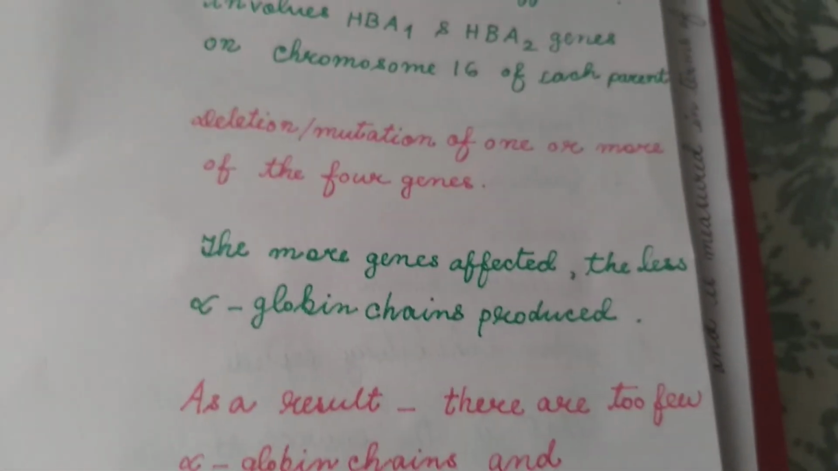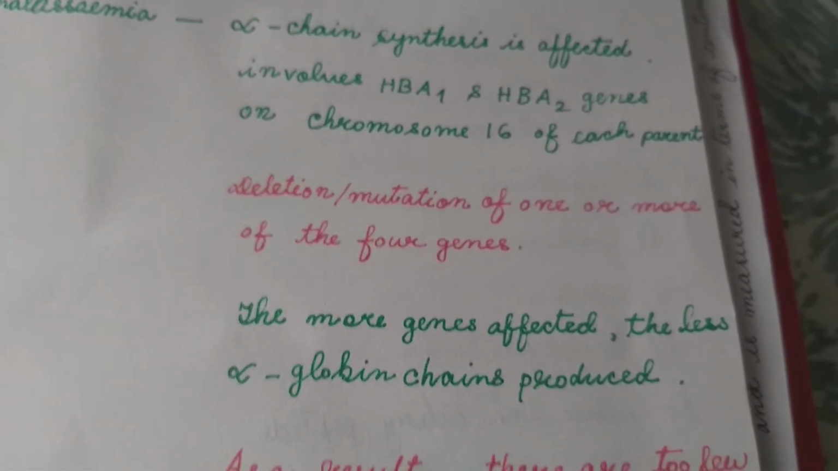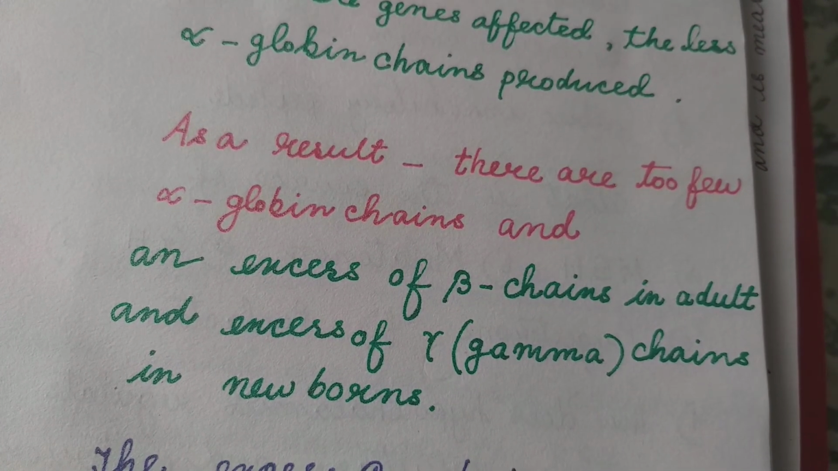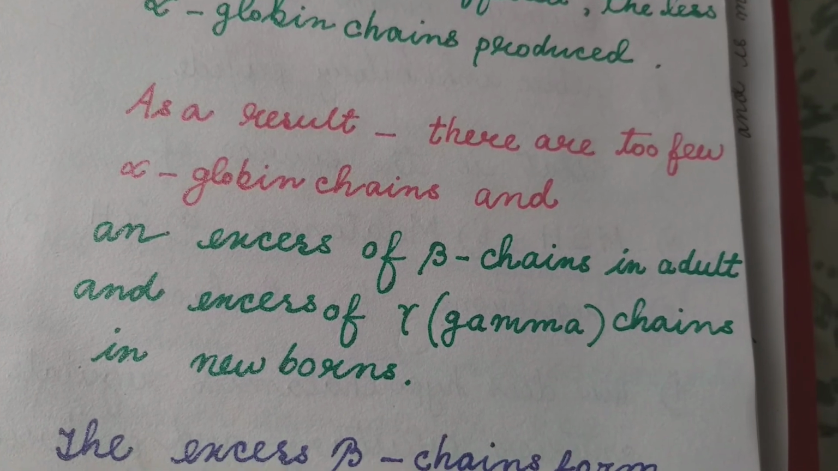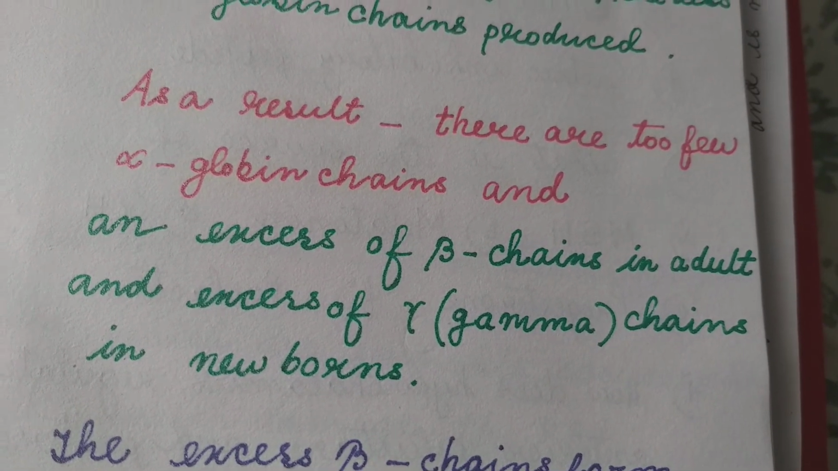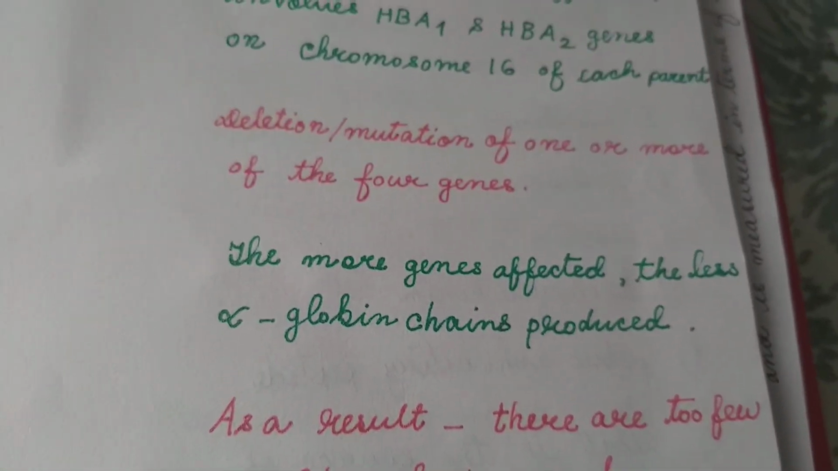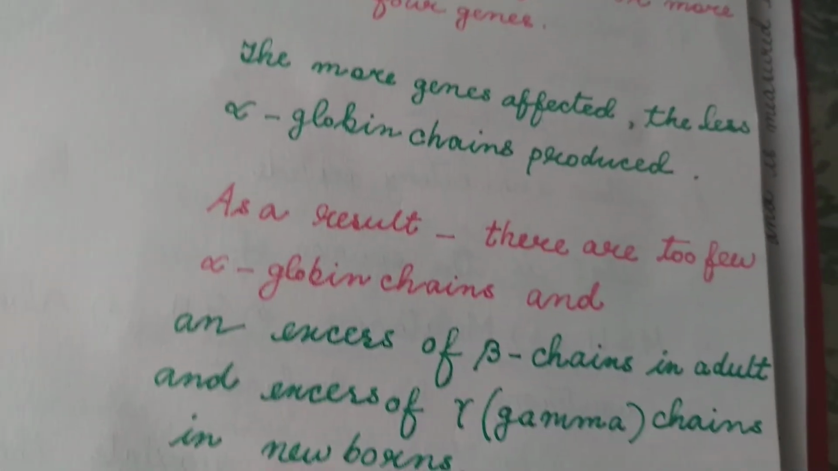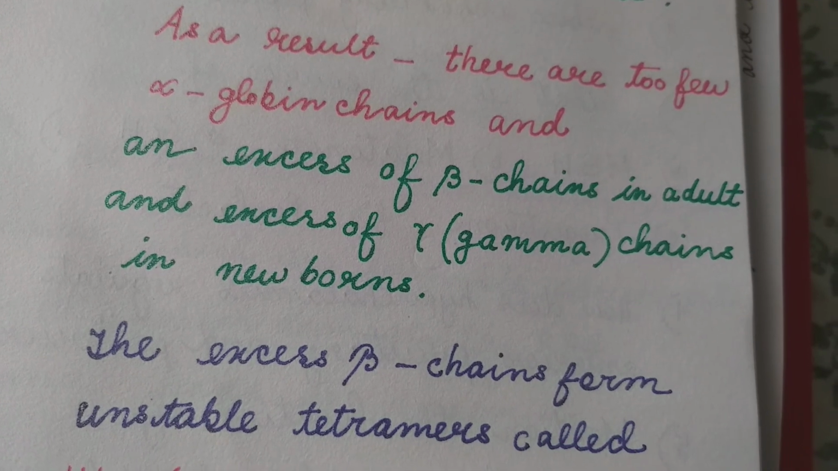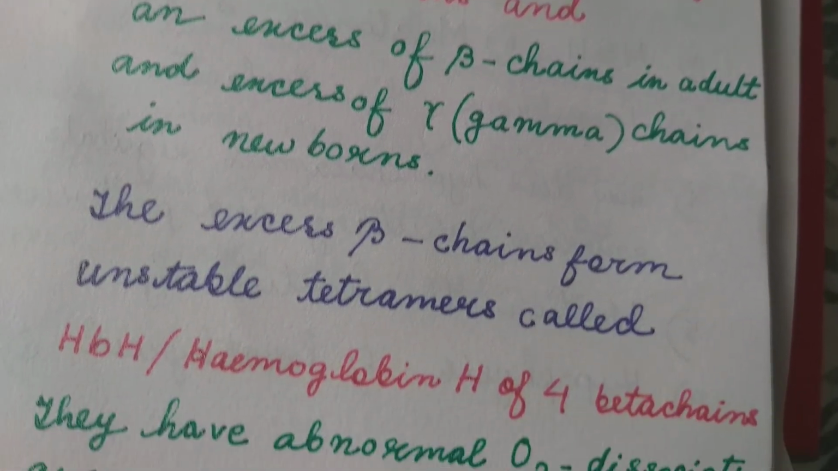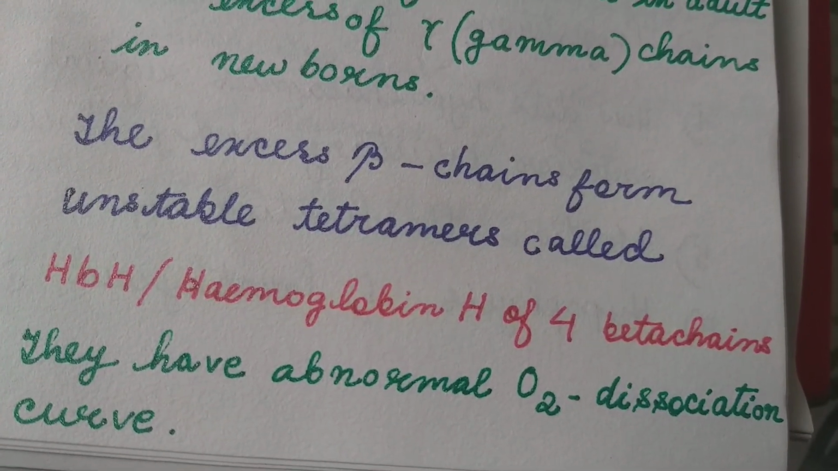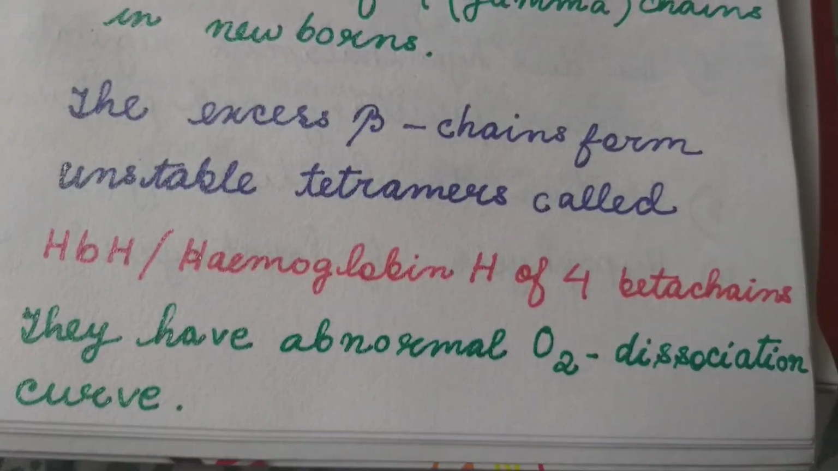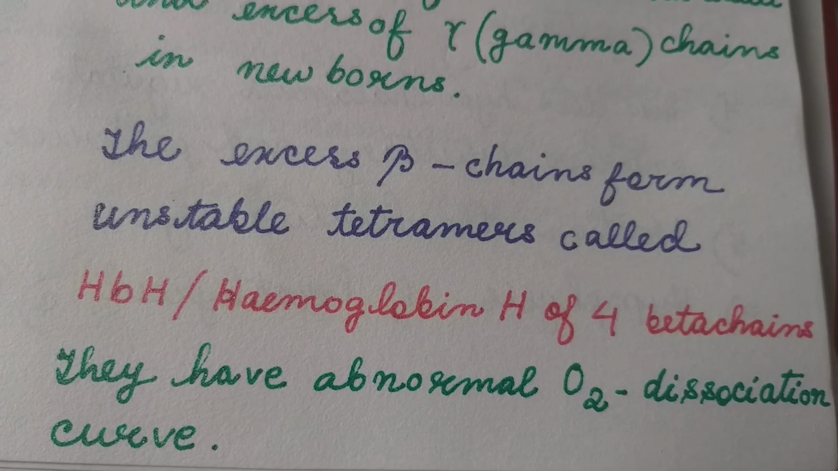So this is about alpha thalassemia. Alpha thalassemia means there are too few alpha chains due to mutation or deletion of one or more of the four genes. On the other hand, there is an excess of beta chains, which form unstable tetramers, HbH, that have an abnormal oxygen dissociation curve.